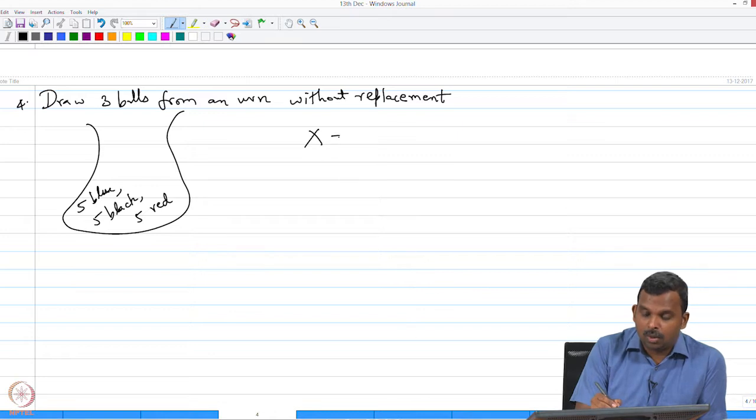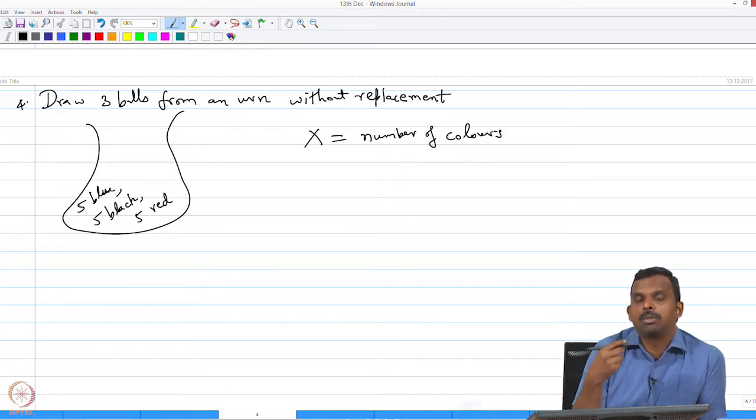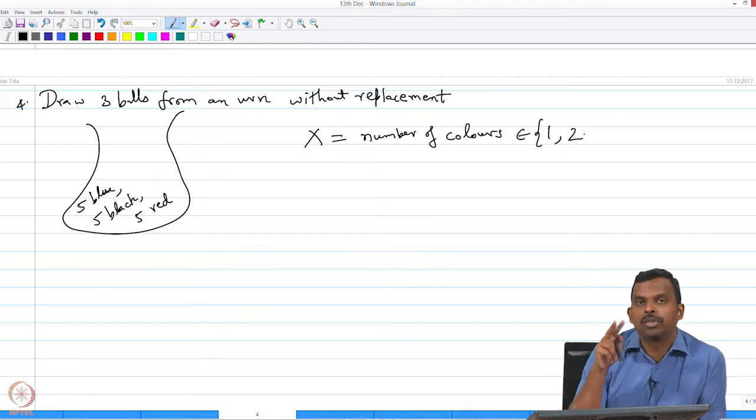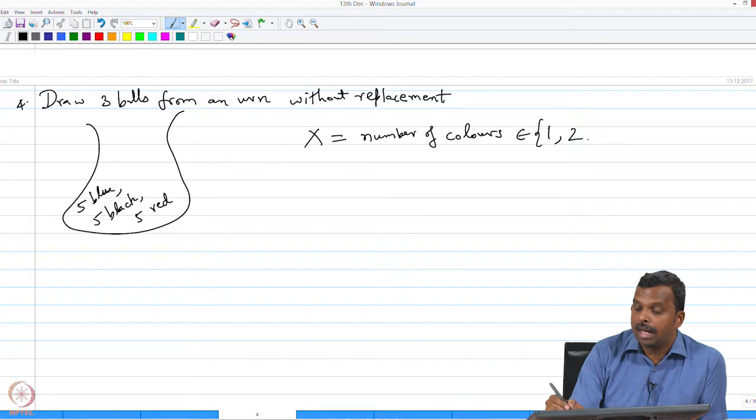And I will once again just look at one random variable. This is the number of colors that you got. Okay, you drew 3 balls, all 3 could be of the same color, in which case the number of colors would take the value 1, or you could have 2 balls of one color and another ball of a different color, in which case the number of colors is 2. You could have say 2 blue balls and 1 black ball. So, you have 2 different colors. Okay, or you could have all 3 colors.